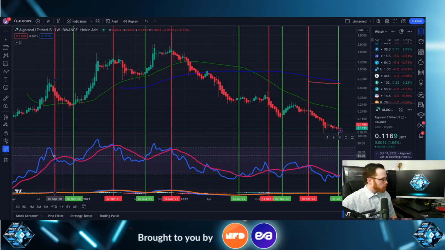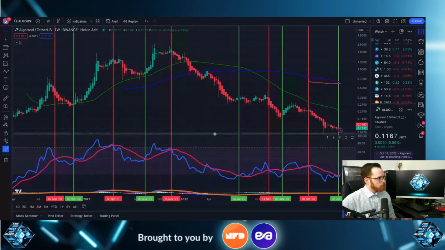We had a cross to the bearish side on the RSI back in September 2020, and Algorand fell from 48 cents all the way to as low as 22 cents. We had a bullish cross on the RSI right here in November 2020, and Algorand went from about 27 cents all the way to a high of about $1.60. Then we had a bearish cross on the RSI when Algorand was at about $1.70, and it fell to as low as 69 cents before having another bullish cross right here, and you can see this pattern emerging.